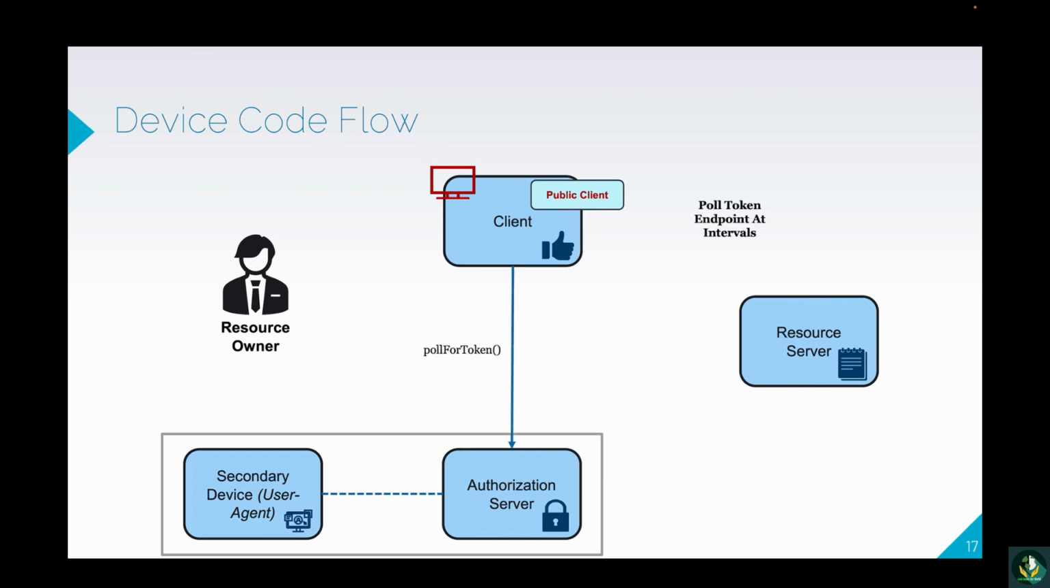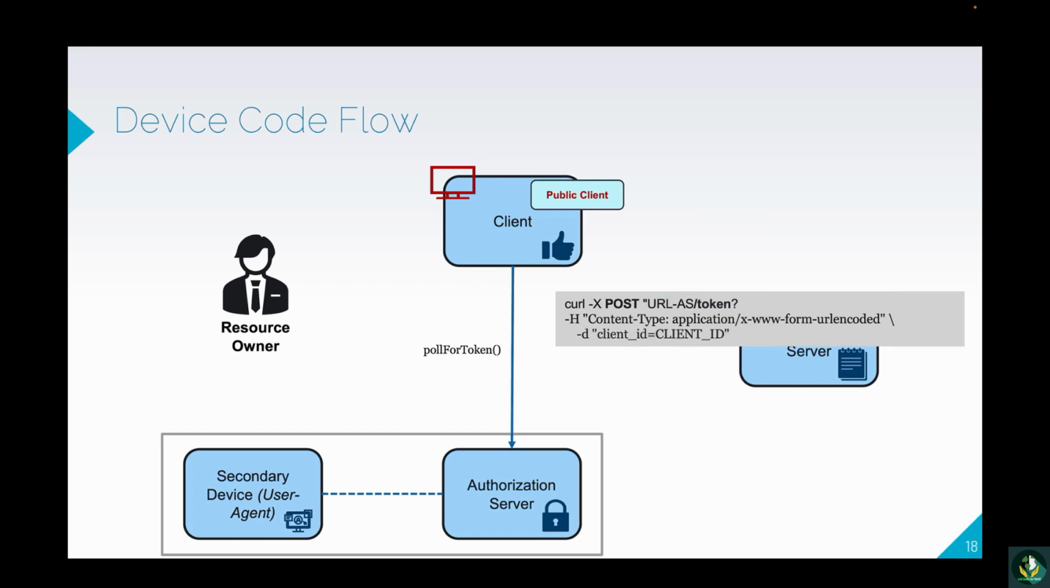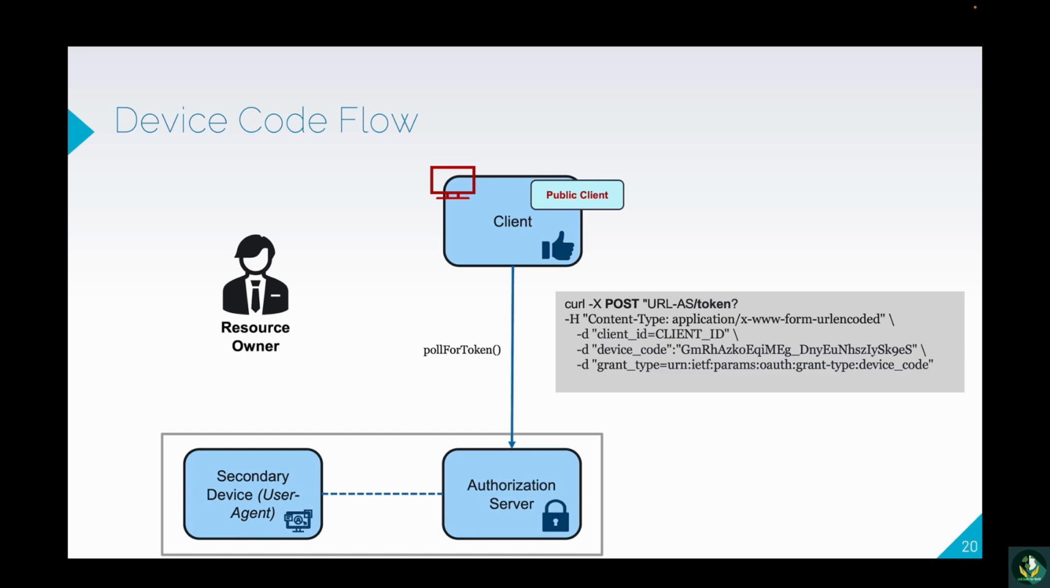Meanwhile, the client begins polling the token endpoint at the specified interval, asking the authorization server for the authentication status. Here's how the curl command looks. The client sends a POST request to the token endpoint of the authorization server. The content type is set to URL-encoded form data. It includes a client ID to identify the client, and the device code issued earlier to link the request to the specific device. The grant type is set to device code to indicate the use of the device code flow.